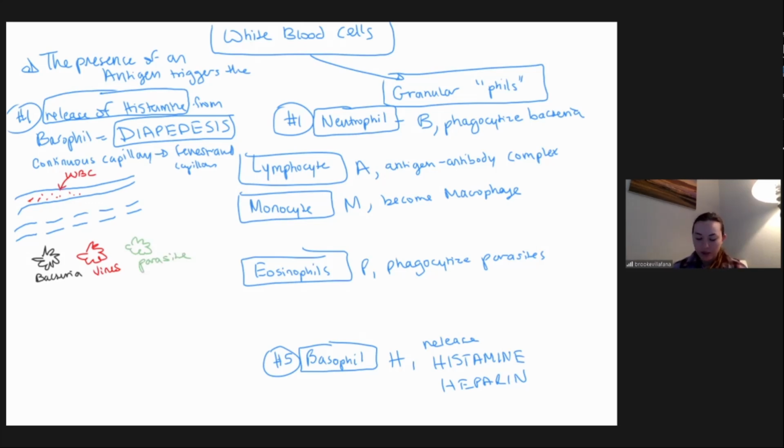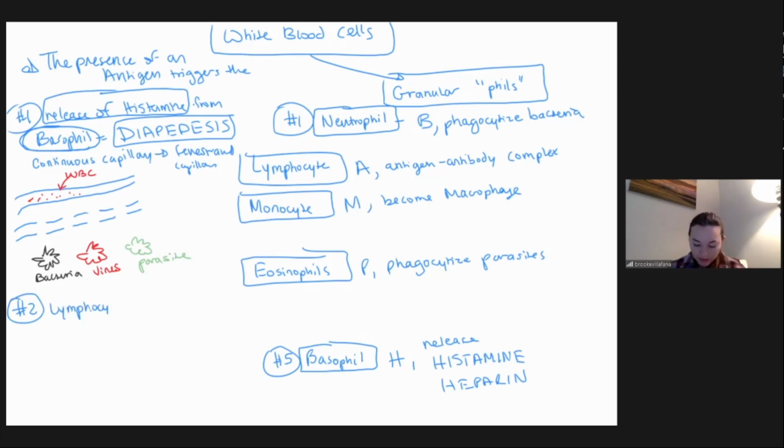So let's say that this person really drank some water or ate some food that was just filled with all kinds of stuff, really gross. So now they have a bacteria, a virus, and a parasite that the basophil saw and realized, okay, we need to go out and kill that. We're going to send histamine to cause diapedesis. So now that diapedesis has happened, we get step number 2, which is our lymphocytes.